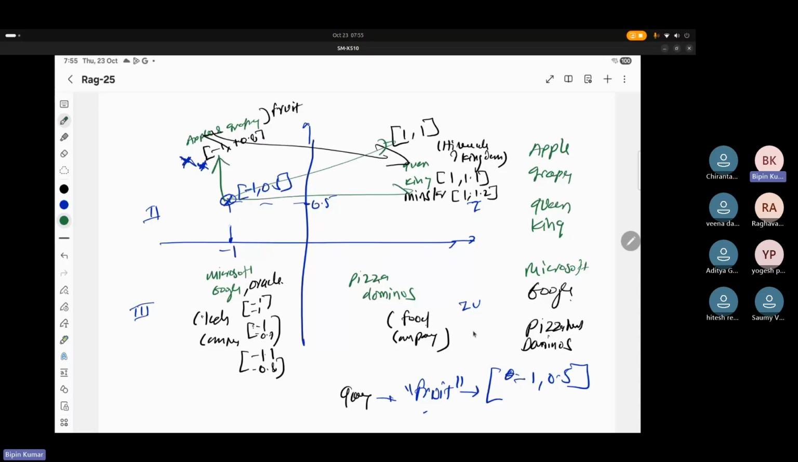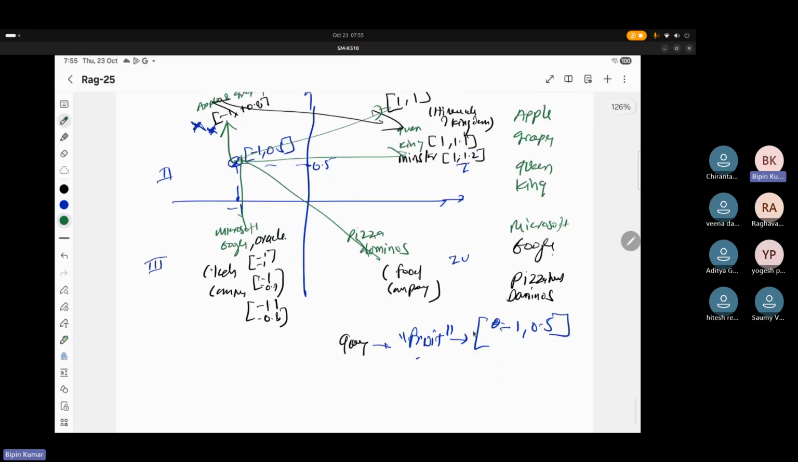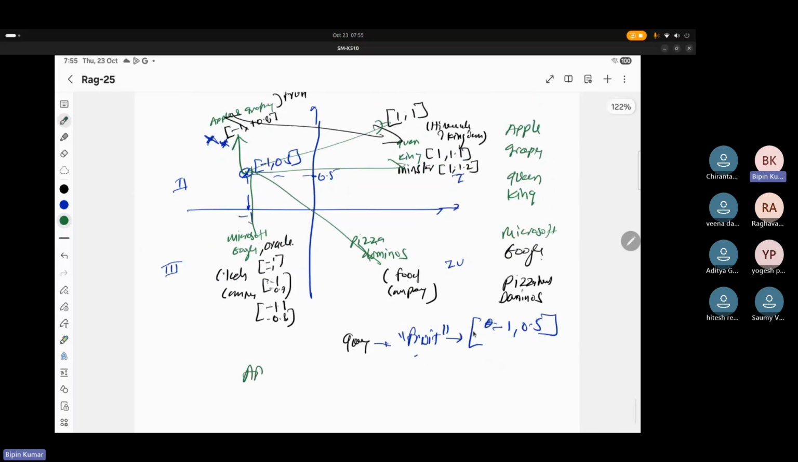So it will calculate every distance with all the words. Then let's say you want the top 3, so it will find the top 3 closest ones, and that will be your result. So if you are asking for fruit, it will tell you, okay, based on the fruit query, I have apple, grapes.